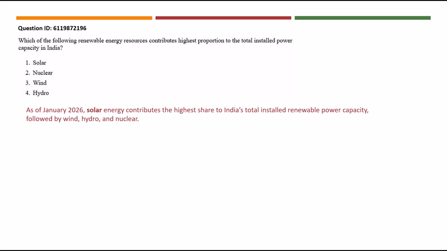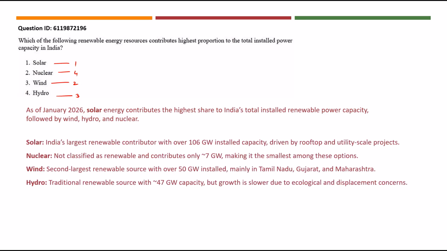As of January 2026, solar energy contributes the highest share to India's total installed renewable power capacity, followed by wind, hydro and nuclear. So this one will be the first, this one second, hydro third and nuclear fourth. You must know the order of contribution. It might help you in another question paper. India's largest renewable contributor will be solar with over 106 gigawatts installed capacity driven by rooftop and utility scale projects.